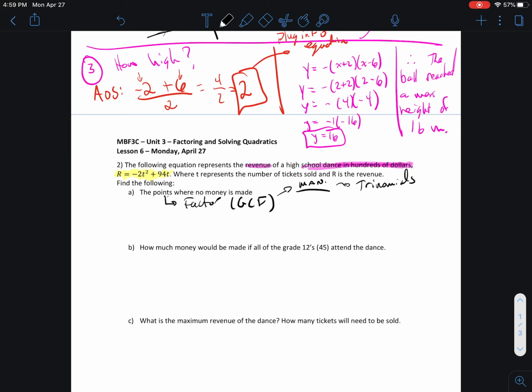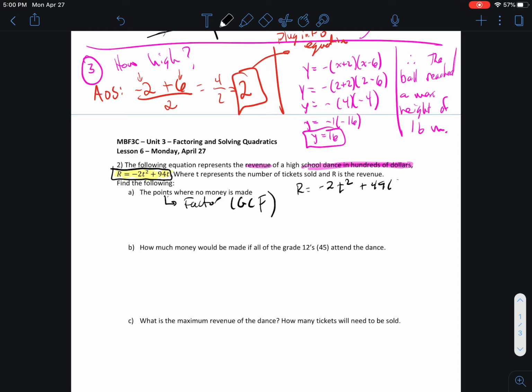But that other method only really worked with trinomials, something that looked like x squared plus x plus a number. That's not what this equation looks like. This looks like something from the first 2 lessons. So let's take a look, I'll show you how to do this. We're going to apply something from the first 2 lessons.